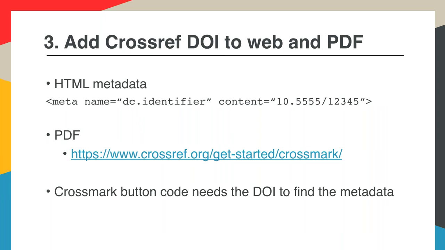Then we ask that you add the DOI to your HTML metadata and embed it in your PDFs. For HTML, many of you may be doing this already, you just add this simple line here to point out the DC identifier and the DOI of the content. You also need to embed it in the PDF, and this is important because the Crossmark button and box, the kind of widget if you like, when someone clicks on it, it looks for a DOI so that it knows what to look up in the Crossref database. So it needs to find that reference in the page or in the PDF.